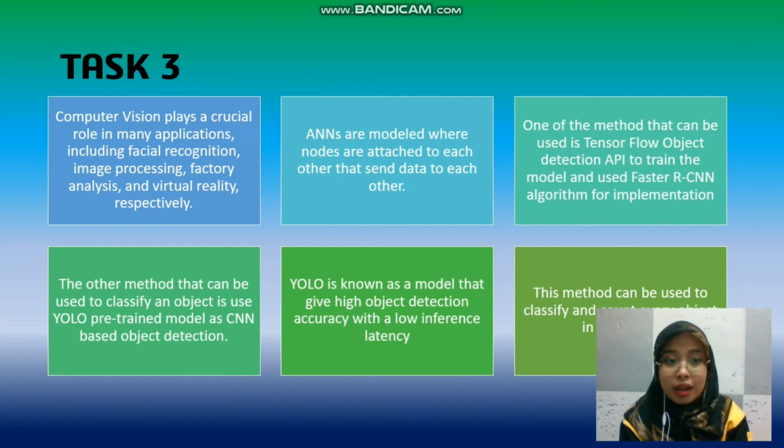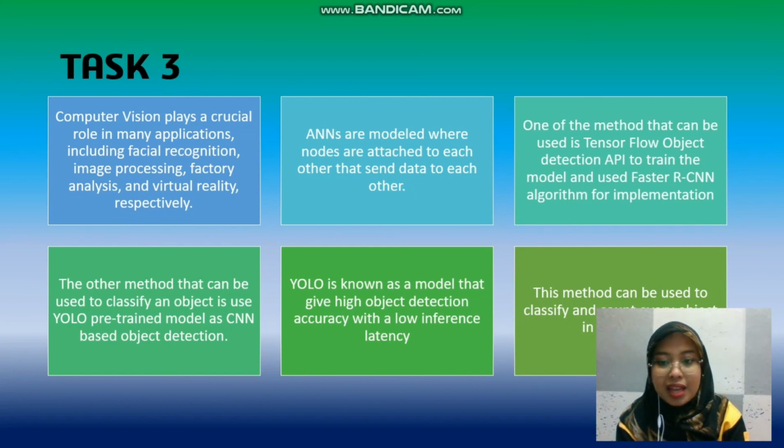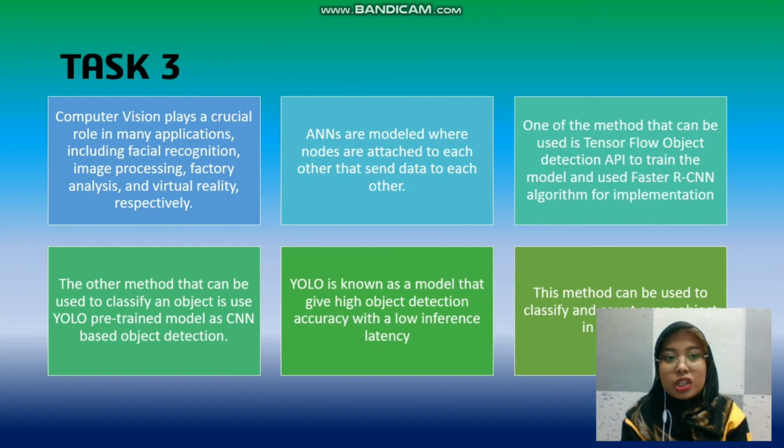The method used in the second article to classify an object is the YOLO pre-trained model as a CNN based image object detector. YOLO is known as a model that gives high object detection accuracy with low inference latency. The image is divided into rectangular grid regions, and the probability is computed for each region. This method can be used to classify and count every object in the image.